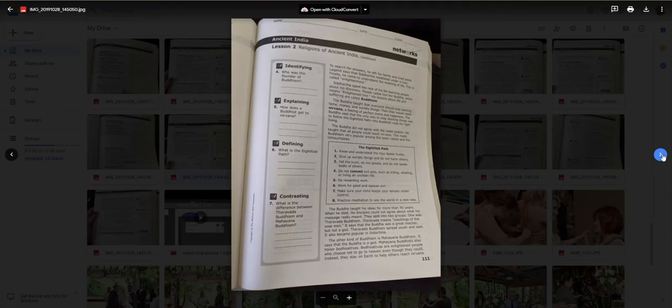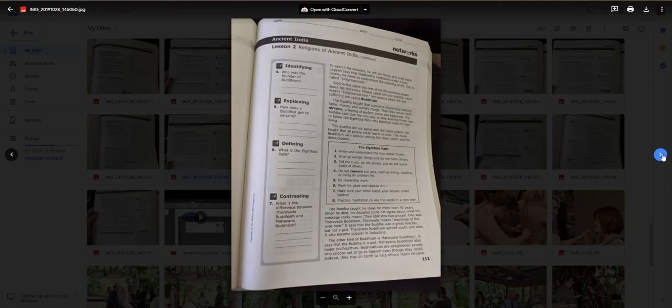So what is the Eightfold Path? It is the rules for right living. The Eightfold Path is in the box. Number one, to know and understand the Four Noble Truths. Number two, to give up worldly things and do not harm others. Number three, tell the truth, do not gossip, and do not speak badly of others. Number four, do not commit evil acts, such as killing, stealing, or living an unclean life.